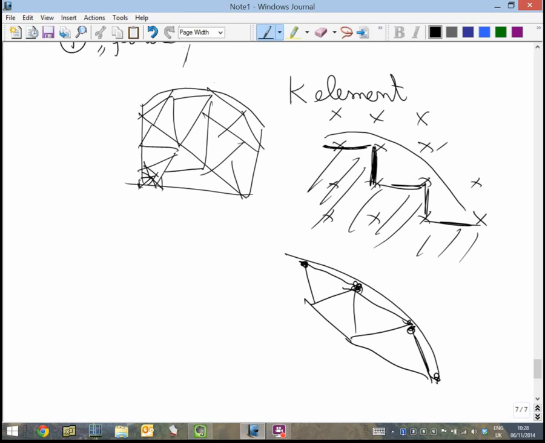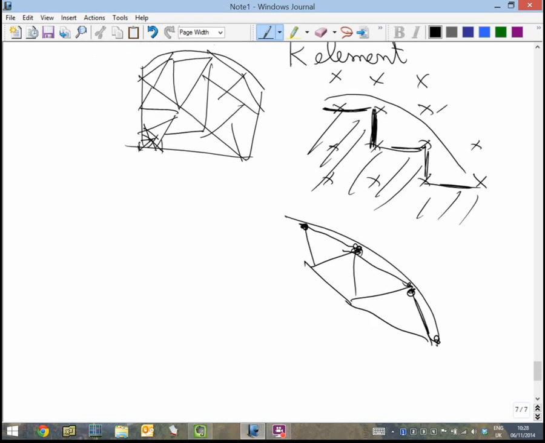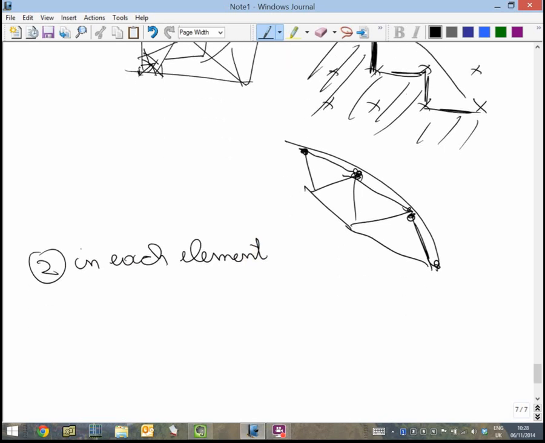Now we're going to proceed with the next step in our recipe, and that's that we're going to focus on each of the elements individually. So in each element, what we're going to do is we're going to write down our function which we're trying to calculate. So let's stick to 2D scalar for the time being. So we're going to write our unknown function. Surprise, surprise, we're going to write this as a series expansion of basis functions.